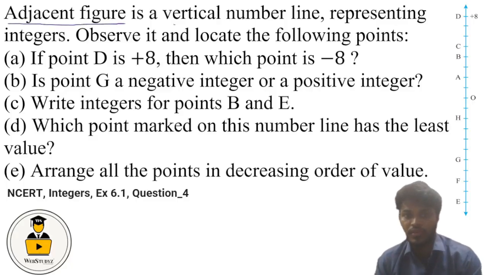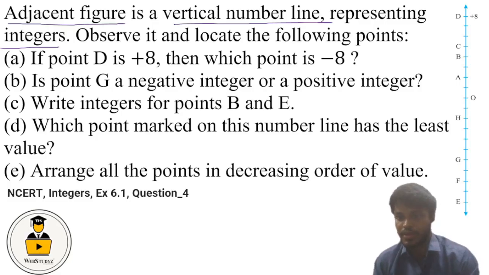The adjacent figure is a vertical number line representing integers. Observe it and locate the following points. We are given a vertical line representing integers, and on the number line we can see that point D represents plus 8, and we have to answer the corresponding questions regarding the number line. So let us first draw the number line and locate all the points.